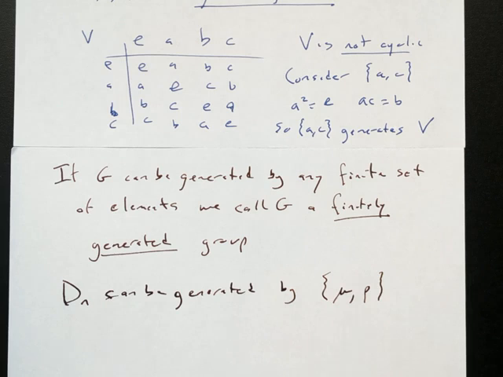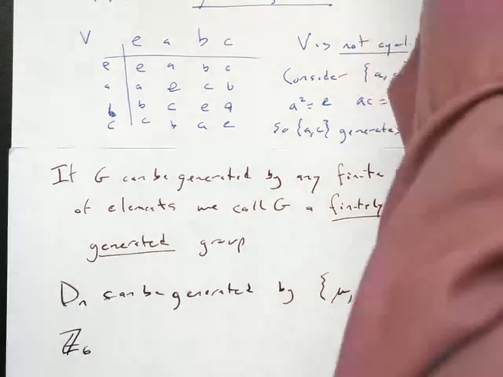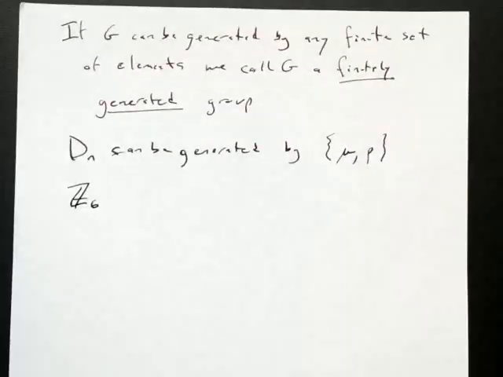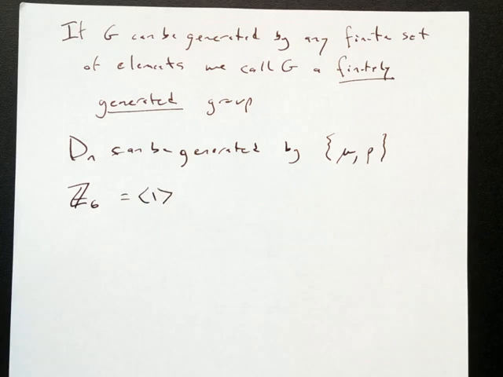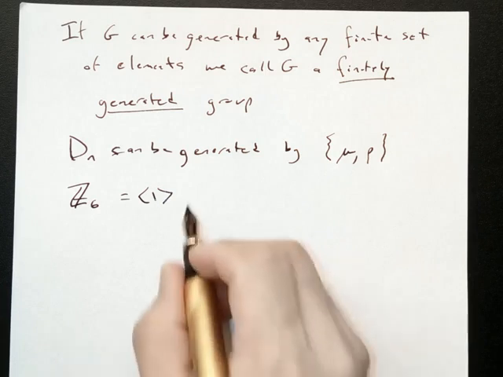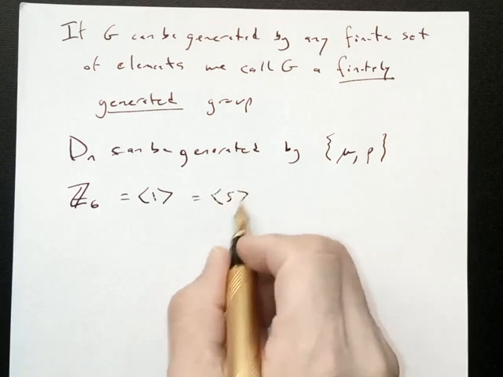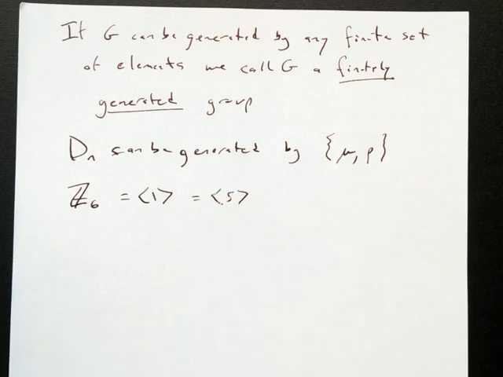We did cyclic groups, right? Z6. Generator for Z6. Absolutely. But there's more. Five. Because those are the 2 numbers that are relatively prime to 6.